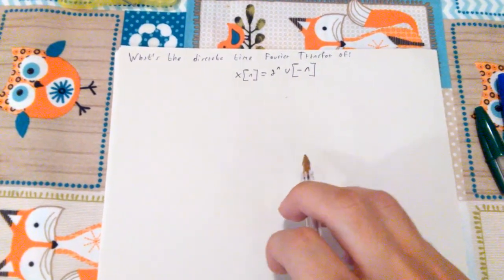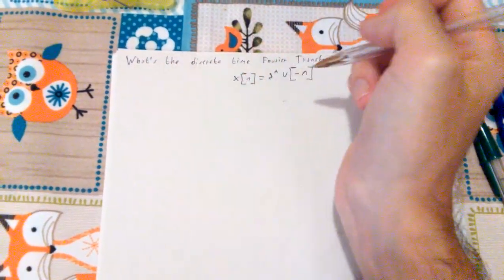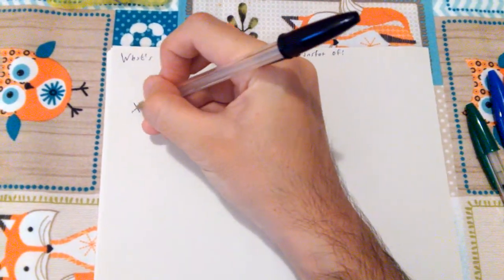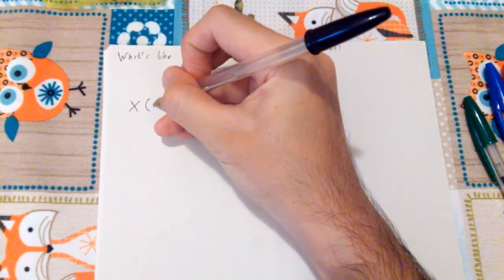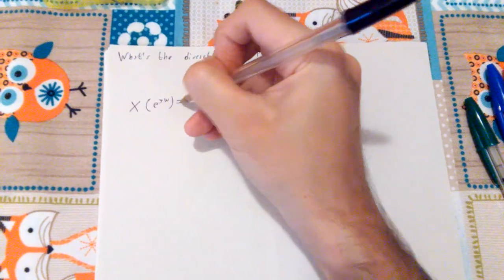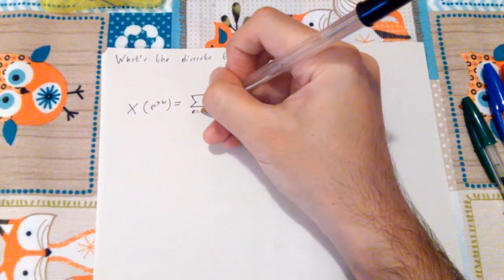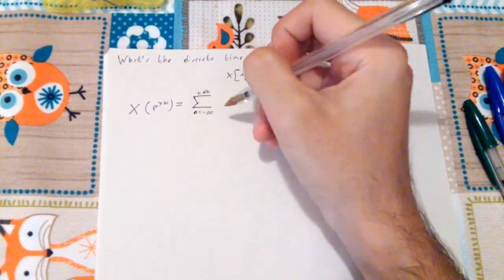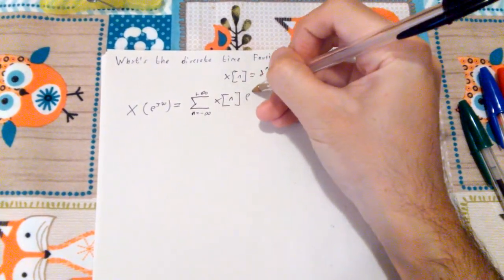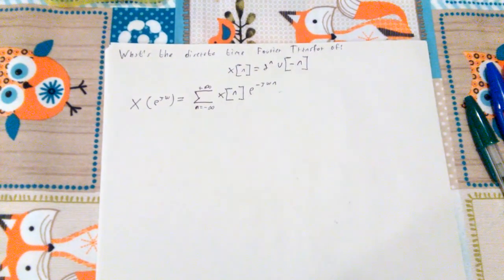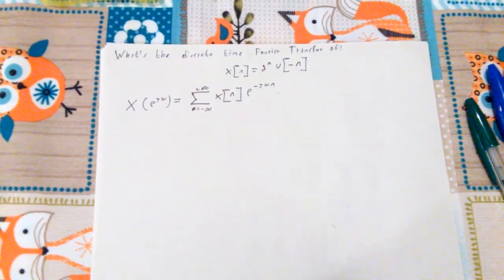Now, once again, we're going to start from the definition. So, what's the discrete time Fourier transform? Well, the discrete time Fourier transform, once again, is capital X of e to the j omega equal to the sum from n that goes from negative infinity to positive infinity of x of n e to the negative j omega n. So this is just the definition. We haven't done anything yet. Now, what do we have here?